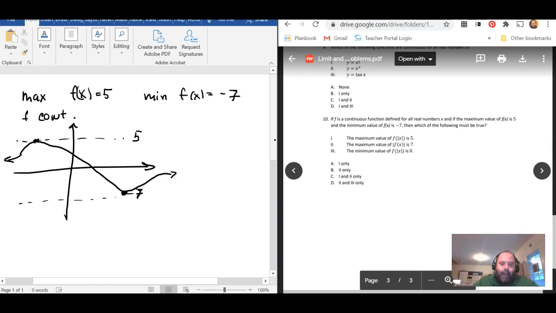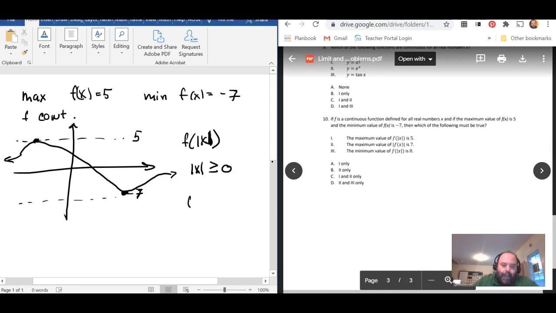So let's take a look at what happens with f of the absolute value of x here. F of x clearly has a maximum of 5, a minimum of -7. F of the absolute value of x, though, is going to have an issue. Because no matter what value I put in here, the absolute value of x is always greater than or equal to 0.